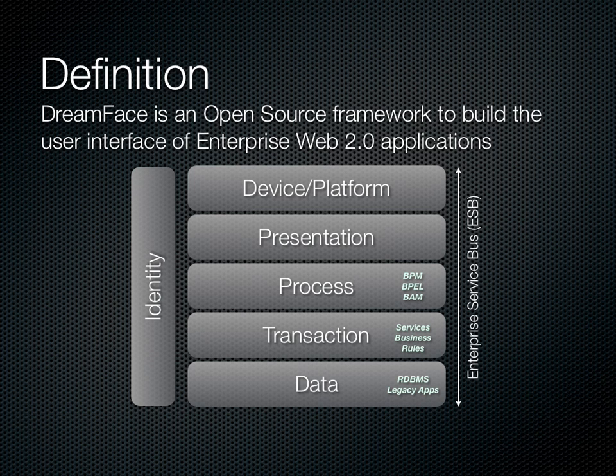You have the data layer, which allows access to database and legacy applications, the transaction layer, where you'll find business rules and services, the process layer, which allows you to orchestrate services, the presentation layer, used to present the information in the right format required by the device and the platform layer. All of this is surrounded by the enterprise service bus, which enables the interoperability between layers and the identity management system that ensures security when accessing the information.